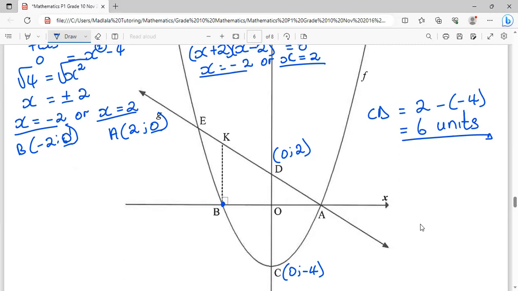But if we look at BK, we don't know what is the y value at K. But we know that the x value at K is going to be negative 2 because BK is just a vertical line. So the x value here will be the same as the x value at K. So if we have the x value at K, we can find the corresponding y value by substituting negative 2 into the function of g. Yes. So let's go and do exactly as we say.